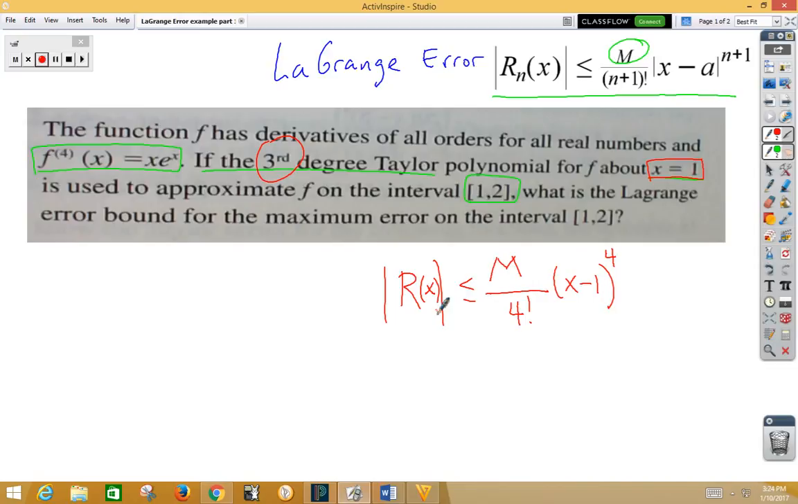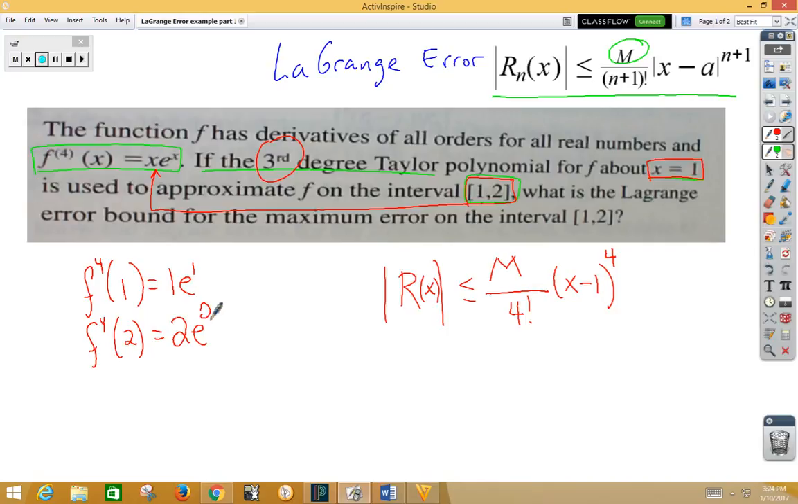And so now what we need to do is find M. So we're looking at our interval from 1 to 2, and we want to know what is the largest value from 1 to 2 if we plug it into the fourth derivative. Well, if we plug in a 1, we would get 1e to the first power. If we plug in a 2, we would get 2e squared.